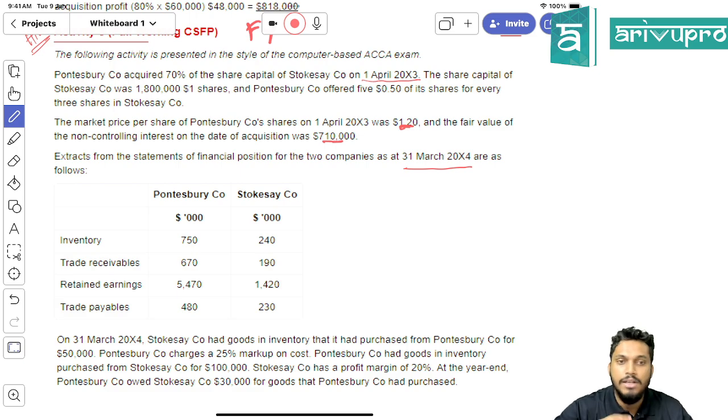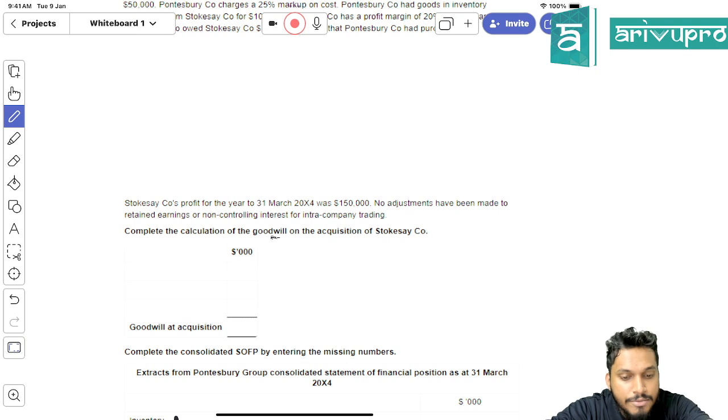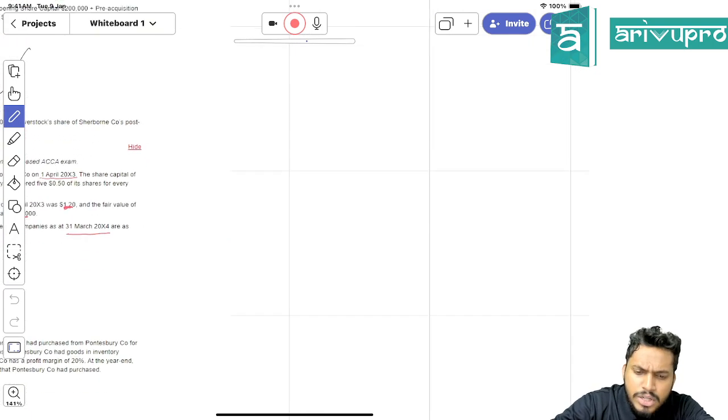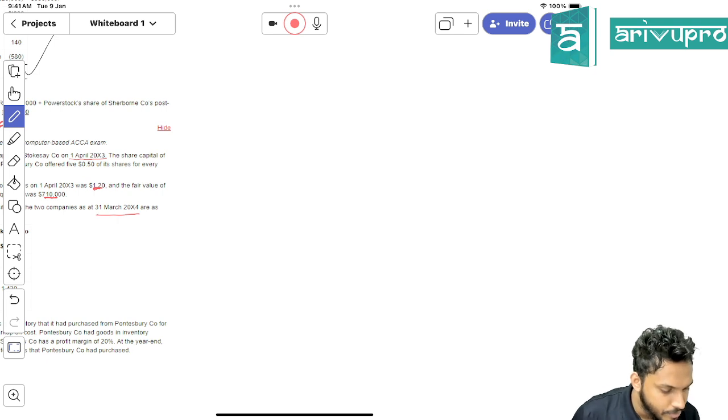No worries, I'm just rushing it through just to see the requirements. And they are telling that profit made by the subsidiary is 150,000. No adjustment has been made to retained earnings or non-controlling interest in terms of intra-group trading. And they are asking us to calculate the goodwill and the balances for the extracts that they have given. Right. The first thing is what? You need to identify whether there is a relationship existing.